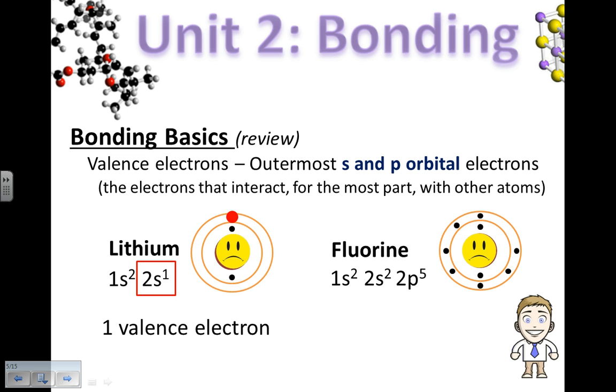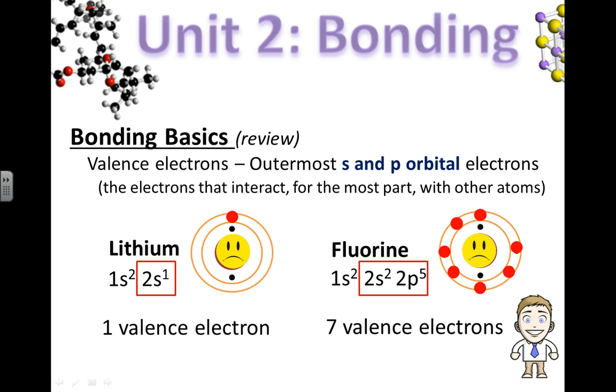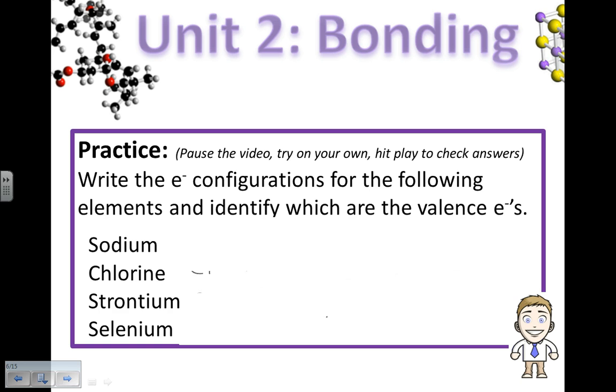If you do the same for fluorine, its outermost are these 7, flashing in red. On the configuration, you go to the highest energy level, the second, count the s and p electrons, 2 plus 5, give you fluorine's 7 valence electrons. Now, this is a really important skill, so I need everyone to practice this for a second before we go further. You can pause the video, try this on your own, and then hit play to check your answers.